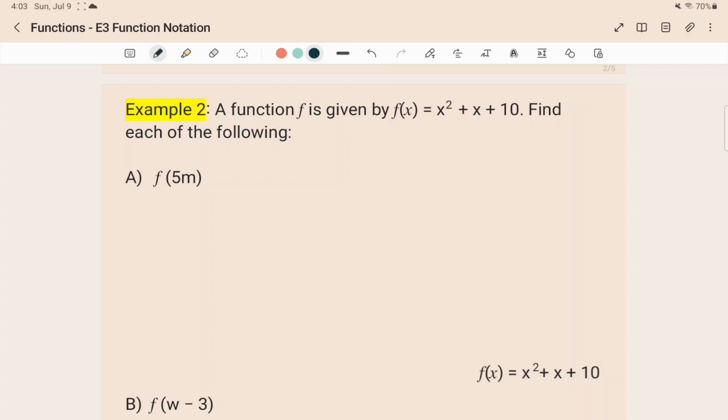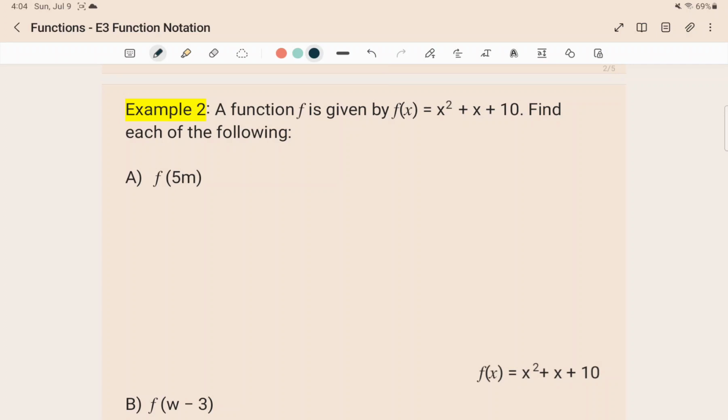Not only can you evaluate a function at a numerical value, but also at an algebraic expression. The same logic follows. Plug in the expression wherever there's an x and simplify. Example 2. A function f is given by f(x) equals x squared plus x plus 10. Find each of the following.